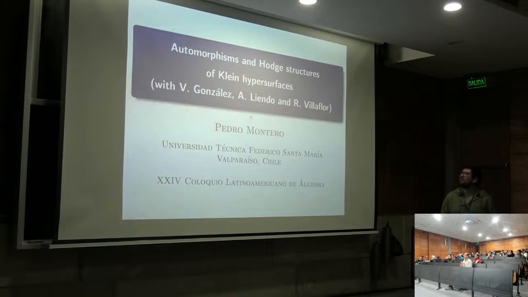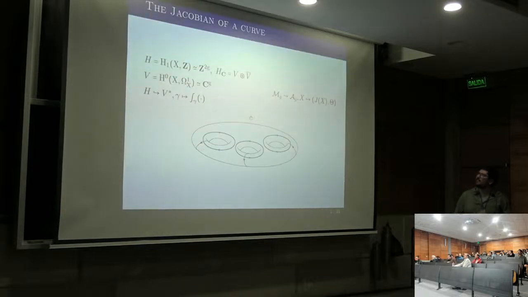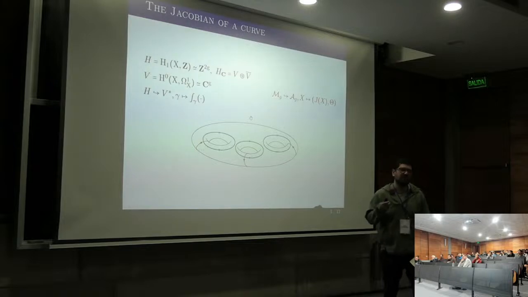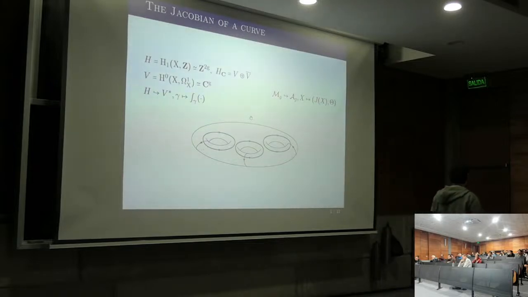So this is joint work with Victor Gonzalez, Álvaro Liendo, and Roberto Villaflor, all of them participating in the conference in different sessions as well. So first of all, let me start by recalling the very classical construction of the Jacobian of a smooth projective curve over the complex numbers.